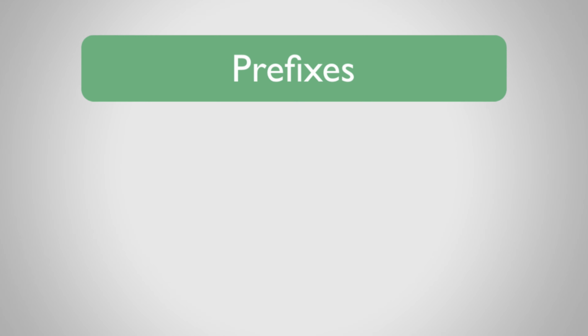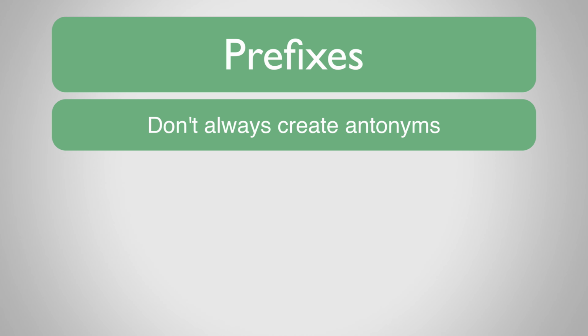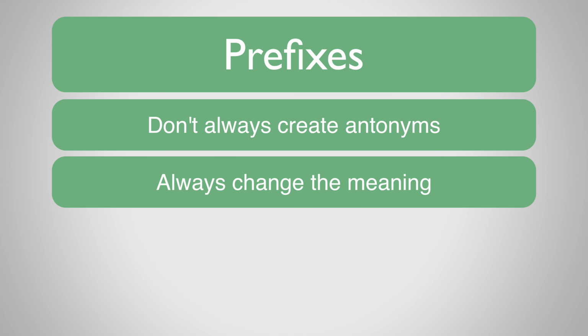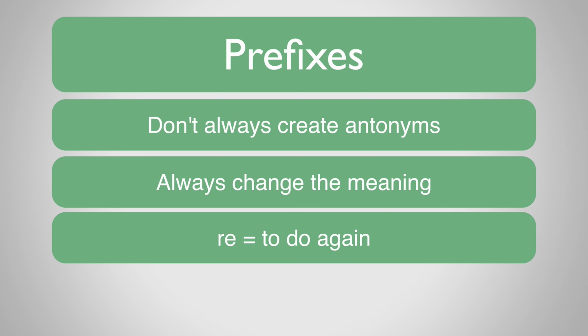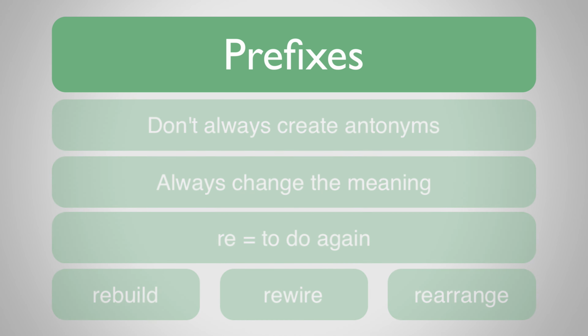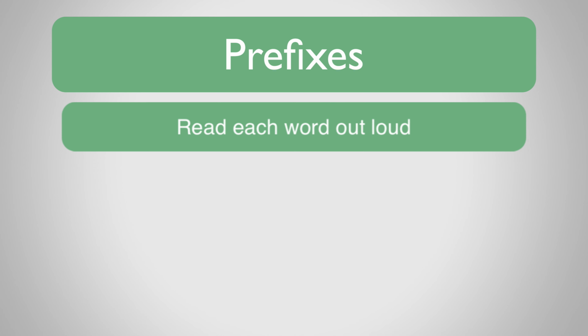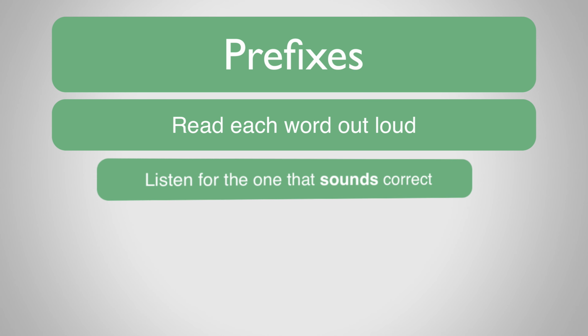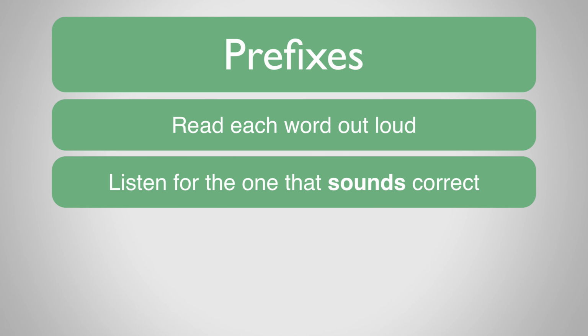Perfect. Prefixes don't always create antonyms, but they do always change the meaning of root words. For example, the prefix re means to do again, and it can be added to a number of words, such as rebuild, rewire, or rearrange. When working with prefixes, it's important to read each word out loud, listening carefully for the one that sounds correct. Chances are you've already heard it a number of times before.